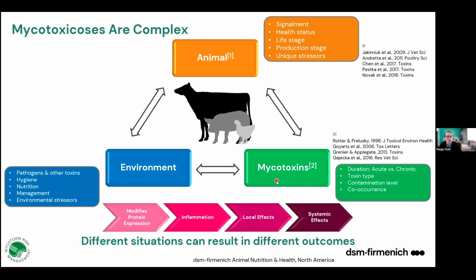And then, of course, factors related to the mycotoxins themselves play a role. The duration of exposure, the actual toxin type, the contamination, the concentrations plays a role. And then we know that combinations of toxins, which we know are frequent because the molds can produce multiple types of toxins, the likelihood of issues and the outcome in the animals is generally worse when we find multiple toxins present due to the potential additive or synergistic effects of mycotoxins.